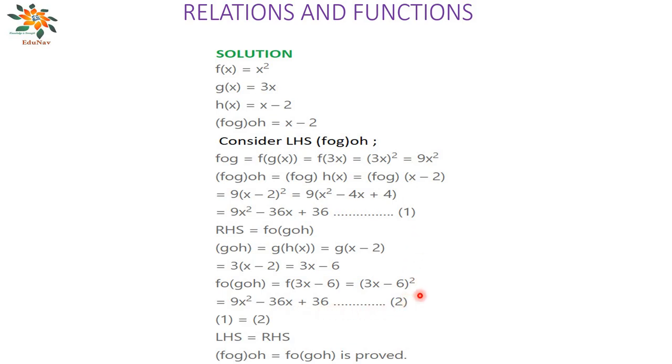From step number 1 and step number 2, we note that both are one and the same, which means LHS equals RHS. Therefore, we can conclude that fog of h equals f of g. Hence, we have proved the given question.